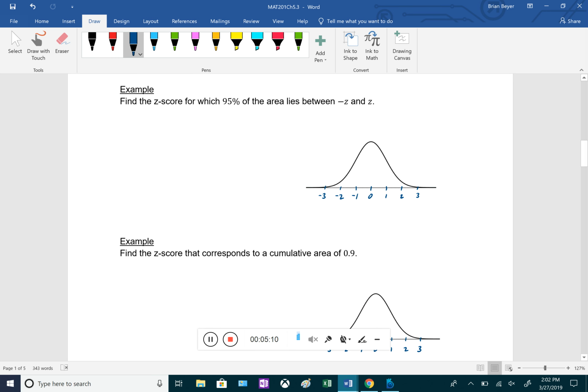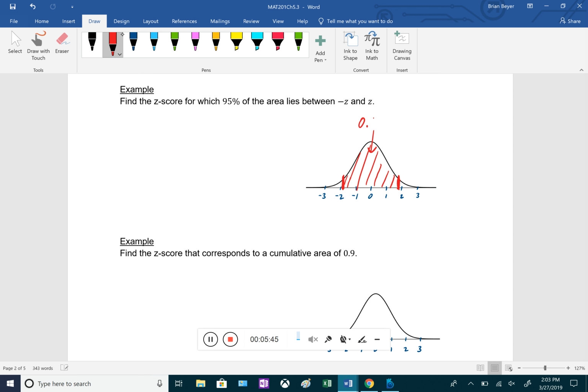Okay, next one. Find the z-score for which 95% of the area lies between negative z and positive z. This one's going to be a little bit harder. We're trying to find 95% of the area between a negative number and the same positive number. So let's say it's about right here and right here. Just eyeballing it, about 95% of the area is between these.